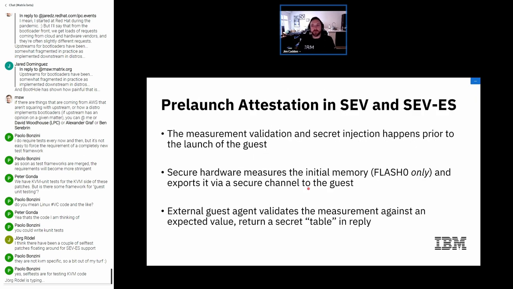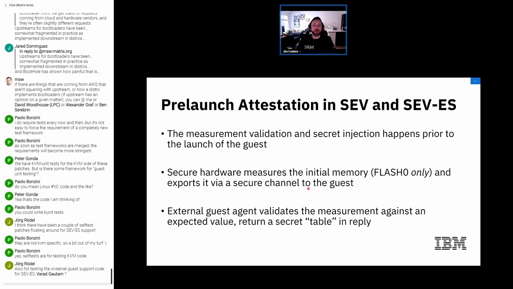With regular SEV and SEV-ES, these methods come in the form of a pre-launch attestation or a pre-launch secret injection, where the measurement validation and secret injection take place prior to the actual launch of any guest instructions. Secure hardware measures the initial memory footprint, which is our flash zero, and exports it via a secure channel to an external guest owner. The secure channel is set up initially in the arguments passed to the hypervisor. The external guest owner then validates this measurement against an expected value and can then return an accept with a table of secrets in reply. Again, this comes back over the secure channel and enters into guest memory.